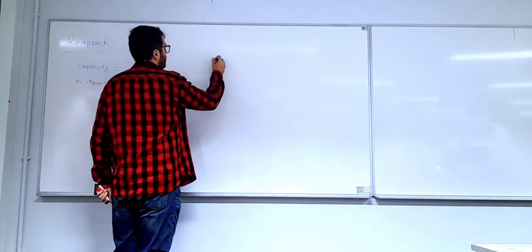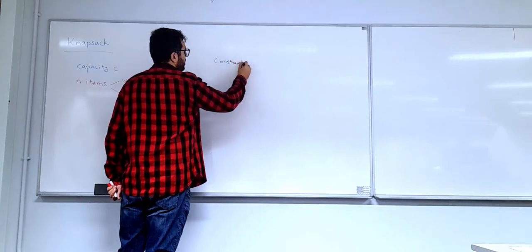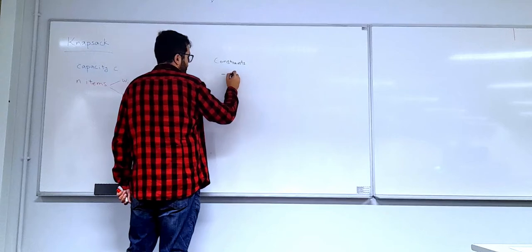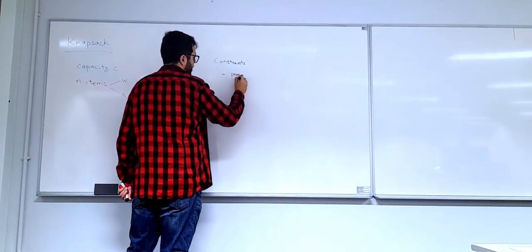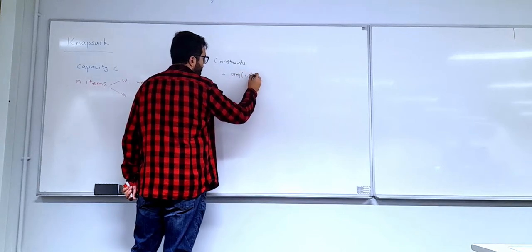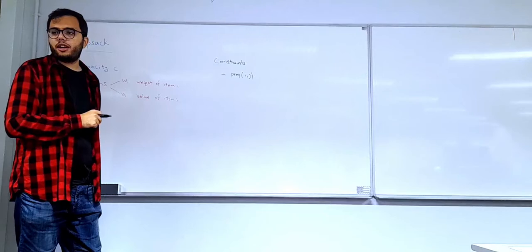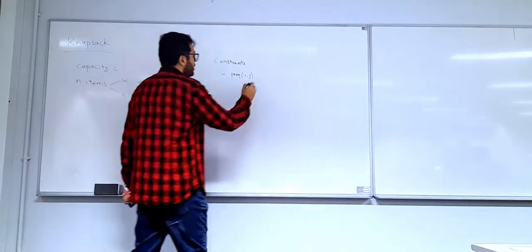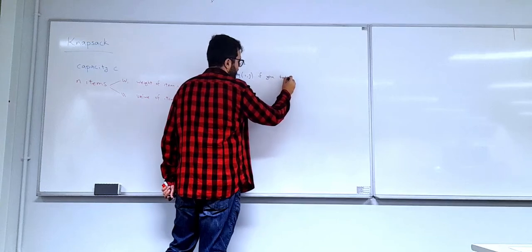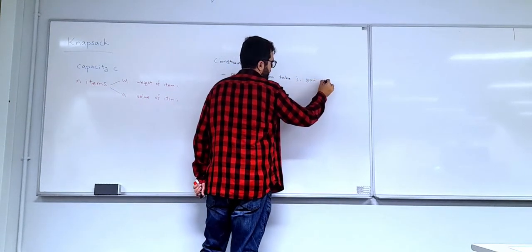So here are my constraints. The first type of constraint that I want to define is something like this, prereq(i, j). And this basically means if you take item j, you have to take item i as well. If you take j, you must take i.